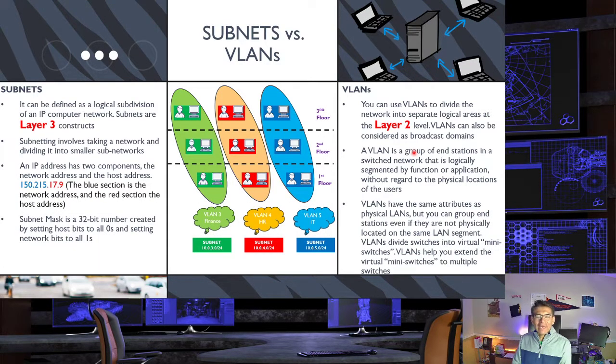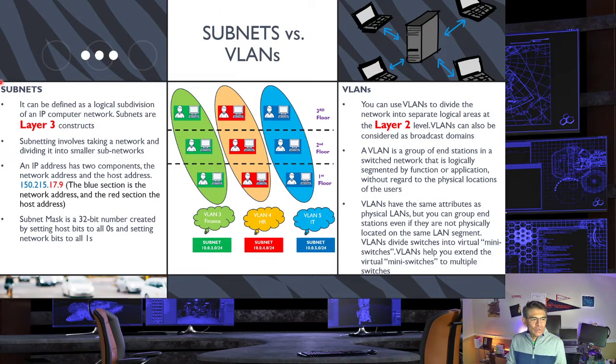VLANs have the same attributes as physical LANs, but you can group end stations even if they are not physically located on the same local area network segment. VLANs divide switches, the network switches, the physical switches, into virtual mini switches. You can logically create mini compartments within one single piece of hardware, in this case, a network switch. VLANs help you extend the virtual mini switches to multiple switches.